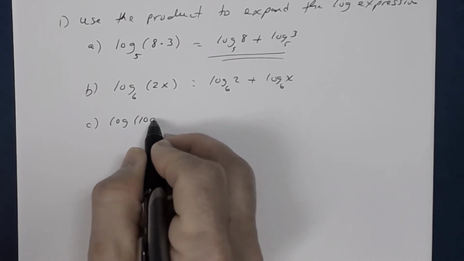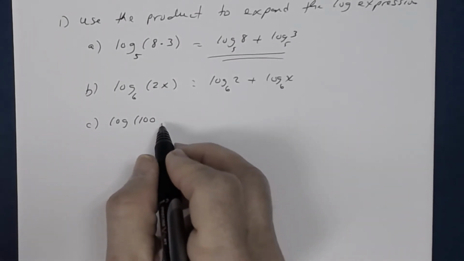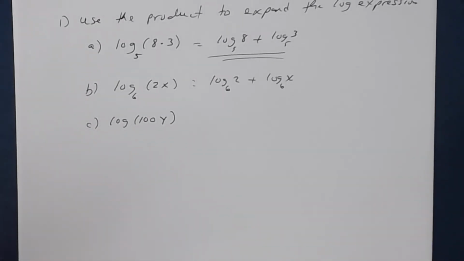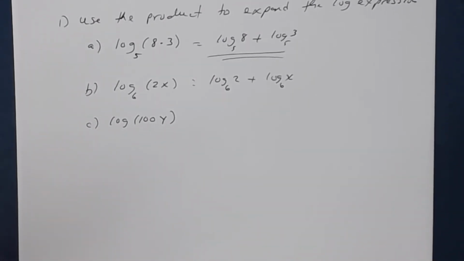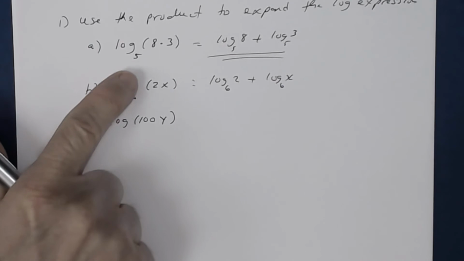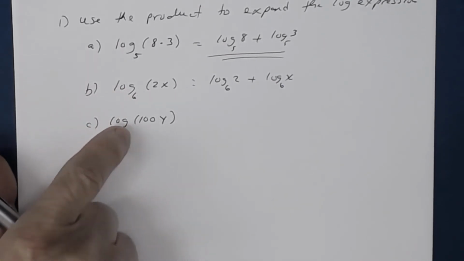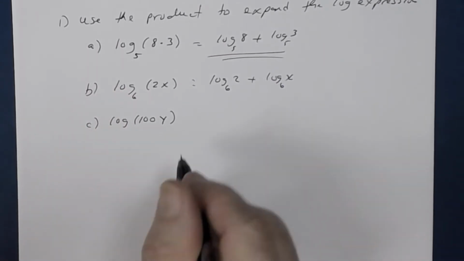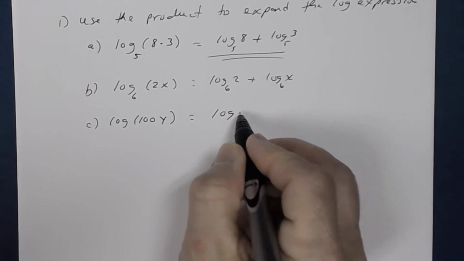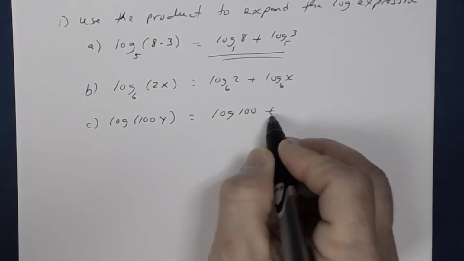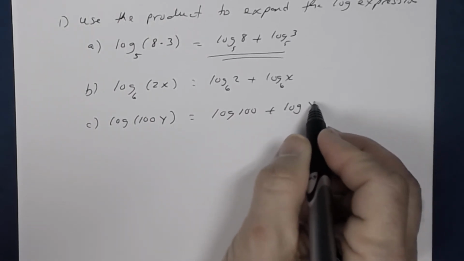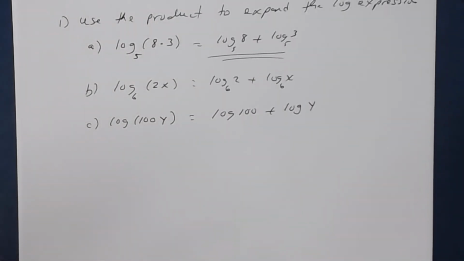Let's suppose I had the log of 100y. Now notice this base is 5. This base is 6. What's this base? This base is 10. So that's going to become the log of 100 plus the log of y.